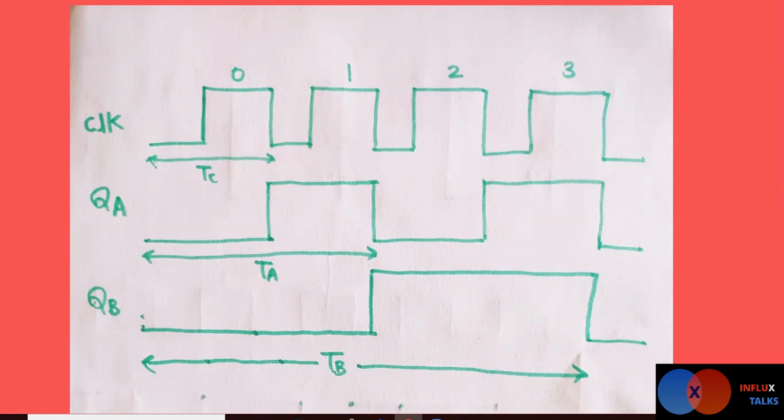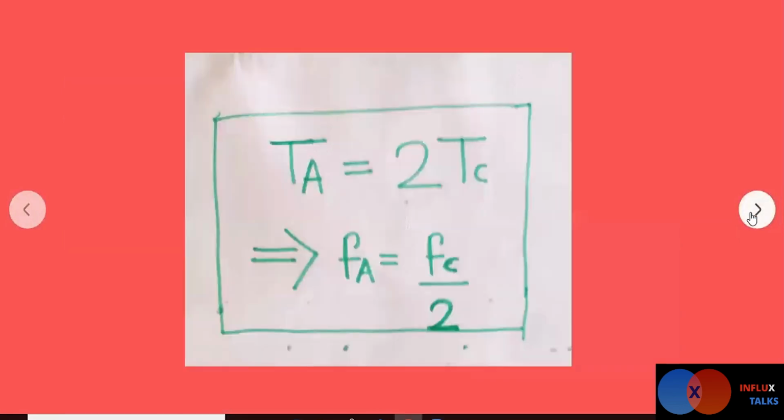Then it goes high because of toggling, because toggling means we change it to the complement, and again at the next trailing edge it becomes low. Now we can see that if we apply the formula, the time period of the clock is TC, and if we check the time period, it comes as TA equals 2TC.